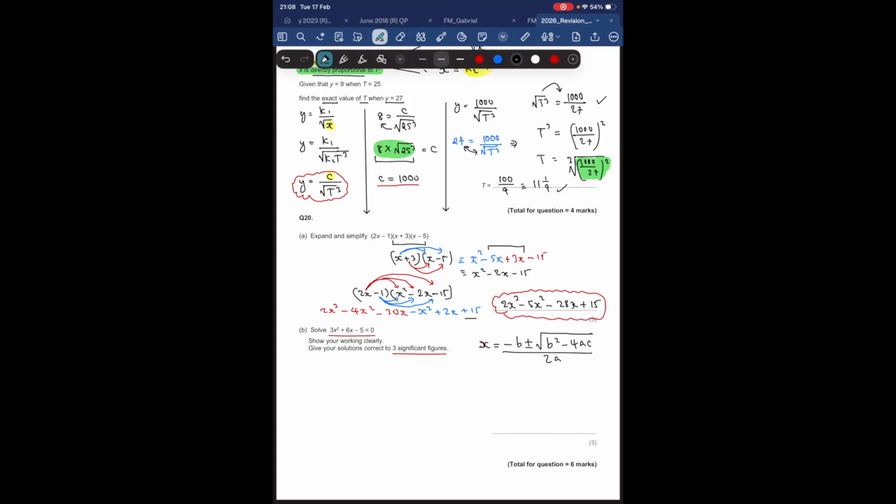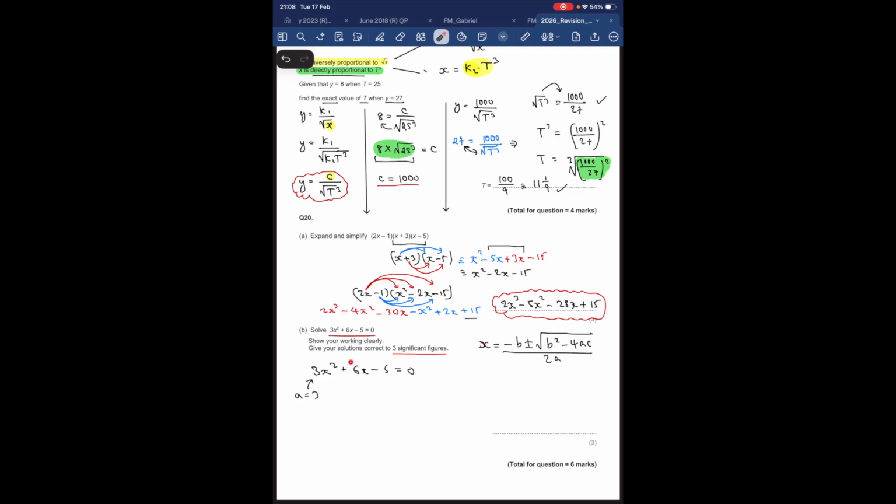Now, if I write my quadratic equation here, the first thing to make sure is that the right-hand side of this equation is 0, and it is. We can solve it directly. a is the number in front of the x squared term, so a will be equal to 3.